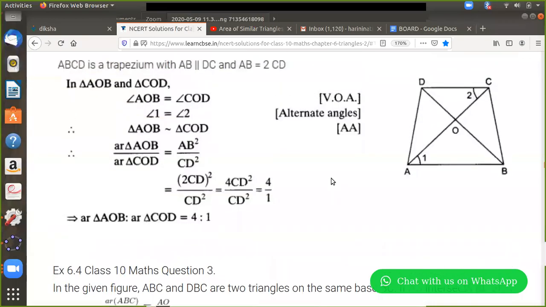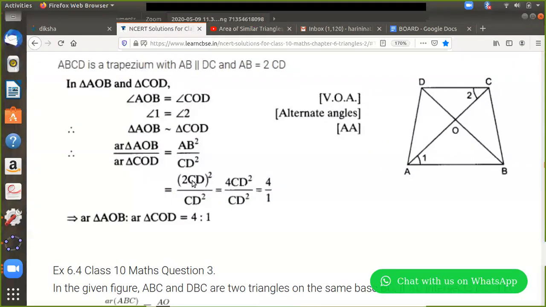So is that clear? First I prove AOB is similar to COD. Then using the areas of similar triangles, area of triangle AOB divided by area of triangle COD will be equal to (AB by CD) the whole square. Because AB is in the first triangle, CD is in the second triangle. Now already they have given this to me: AB is 2 times CD. So in the place of AB, I will knock it out and write 2 times CD.